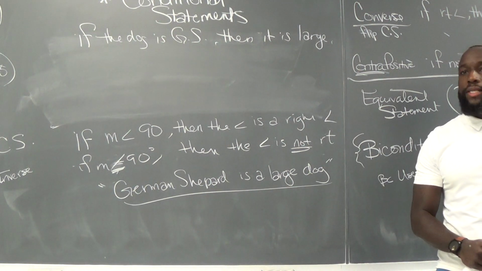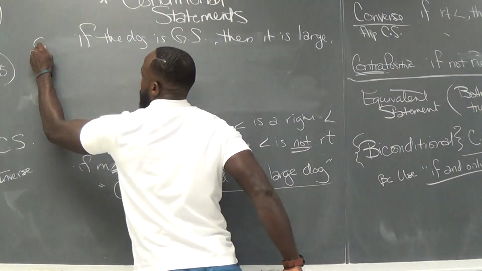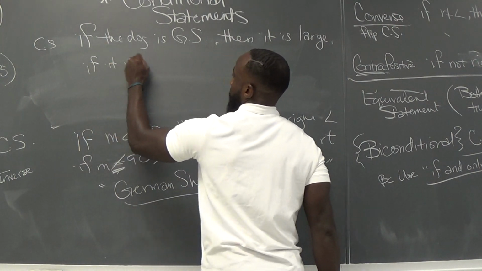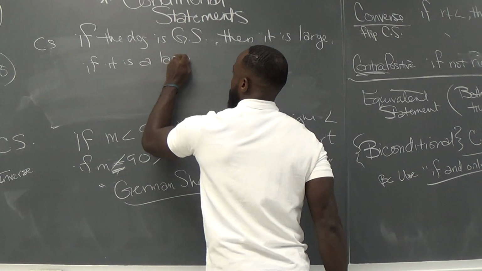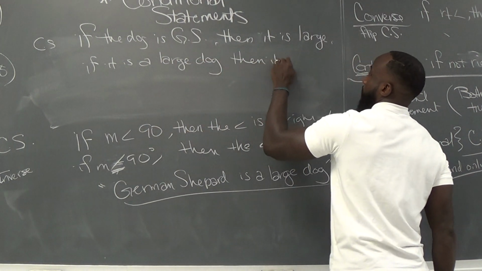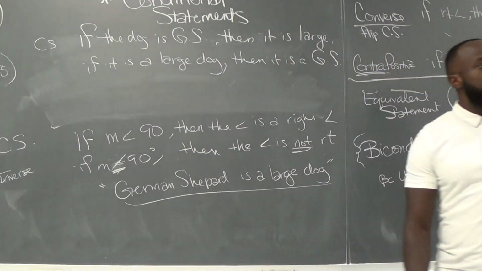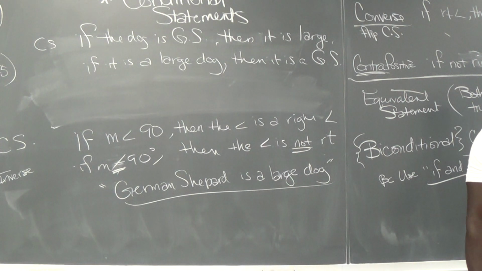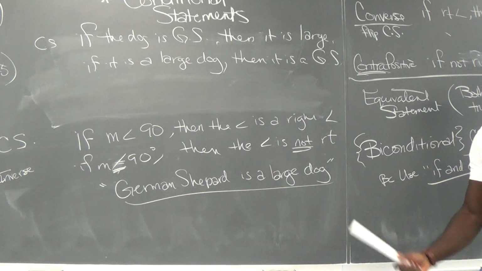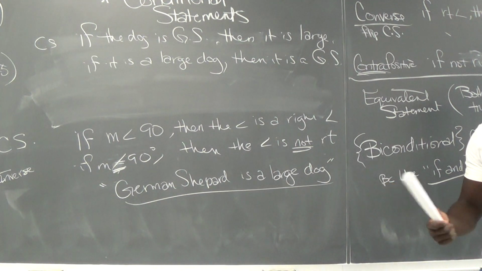So, who wants to give me the converse? All right, Jared. If it is a large dog, then it is a German Shepherd. Does that make sense? Now tell me this. Is this true? No, not necessarily. Why? Because large dogs aren't always German Shepherds.